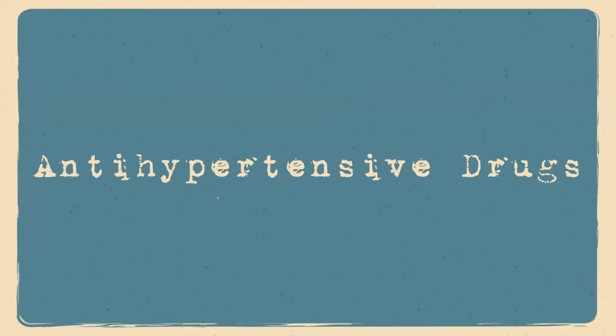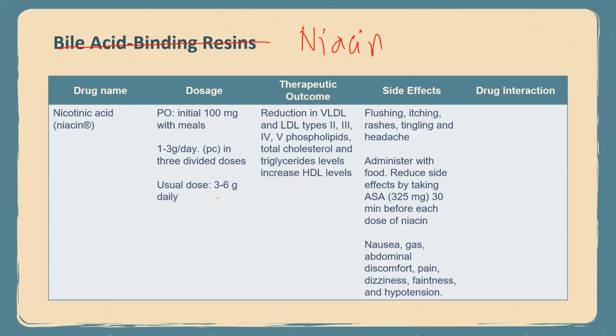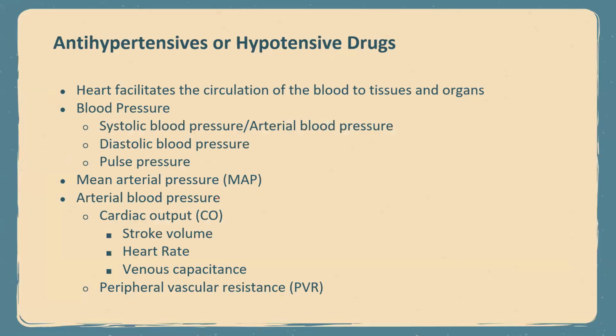Moving forward, the next drugs that we're going to discuss are the antihypertensive drugs. Remember guys that our heart facilitates the circulation of the blood to tissues and organs, and that is the major role of our heart. Now, remember that when the heart contracts, the blood is pumped throughout the body, okay? Throughout the circulation, okay?